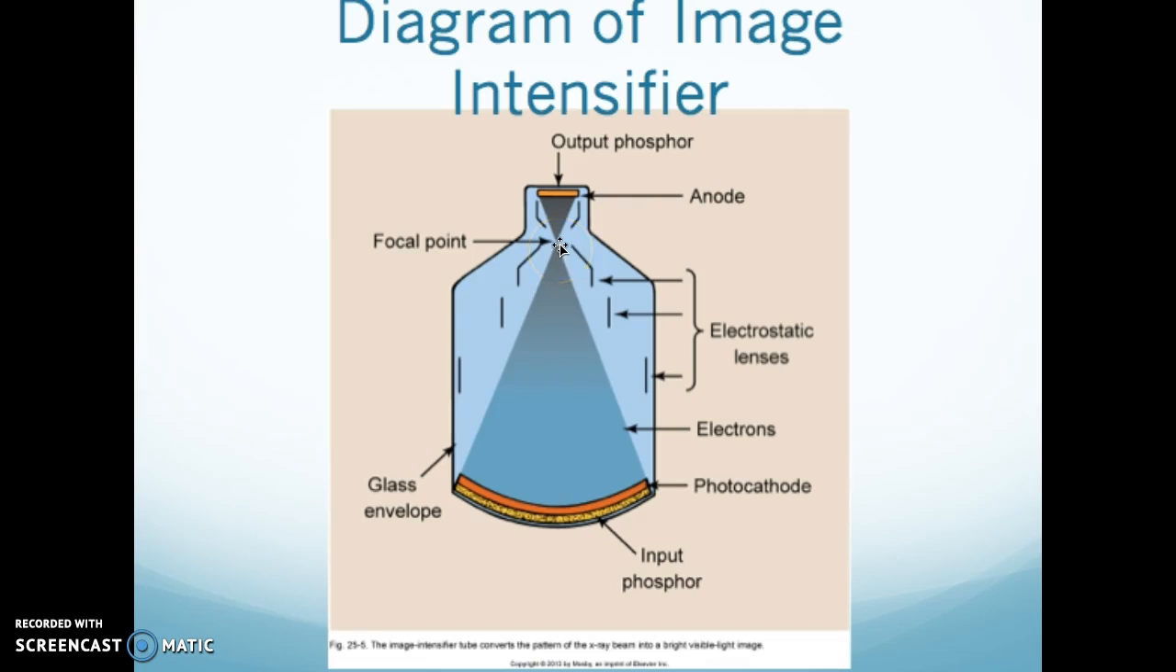And once it hits that focal point, it'll hit the output phosphor. Once it hits the output phosphor, they're going to be accelerated due to the anode and the 25,000 volts. It's going to hit the output phosphor at a smaller image, so the light is going to be brighter. The output phosphor is 1 inch in diameter, and it's going to take the electrons and convert them to light. Okay, so that's the basics of the image intensifier. I hope all of that helps and makes sense as we move forward.